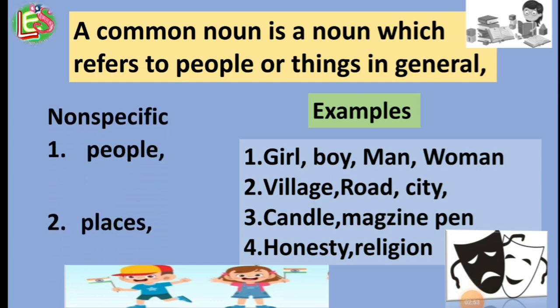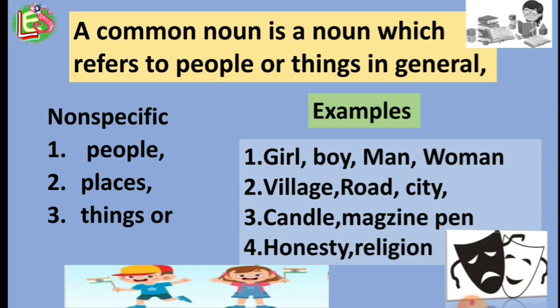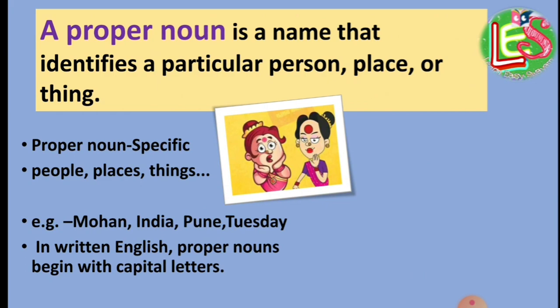In our next example, places like village, road, city. But see, we are talking in general, there is no specification of which road or the name of the road is not given. So, village, road, city, these all are the common noun. At the same time, things or an idea. Things like candle, magazine, pen, these all also known as common noun, whereas ideas like love, honesty, religion are also common noun.